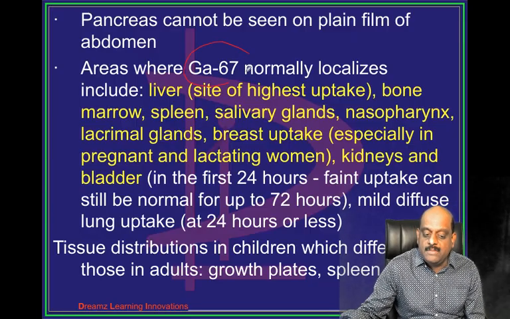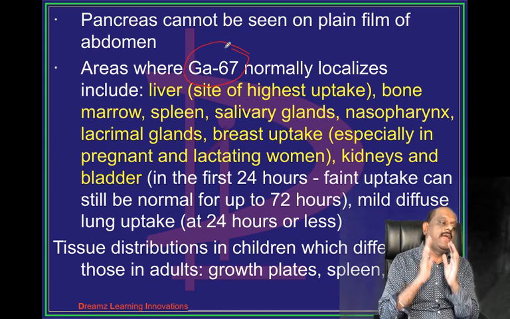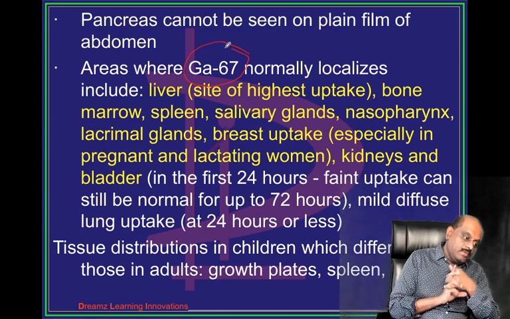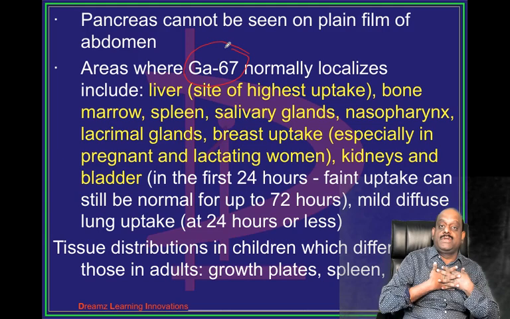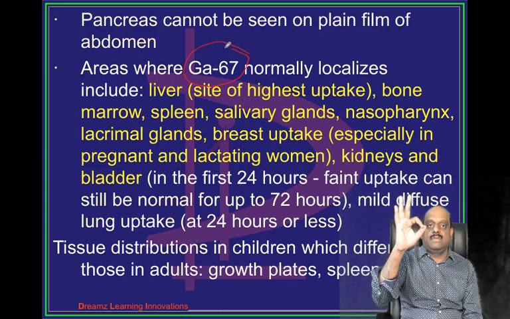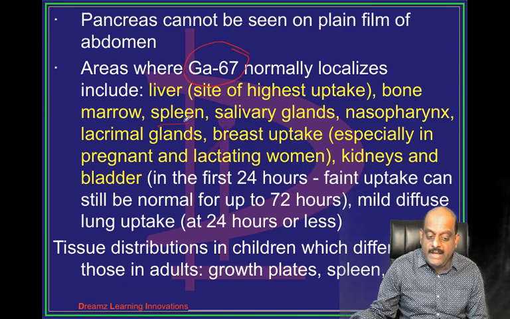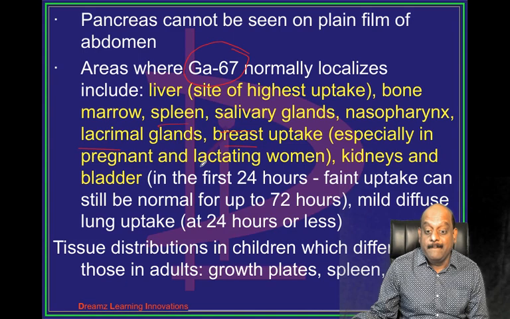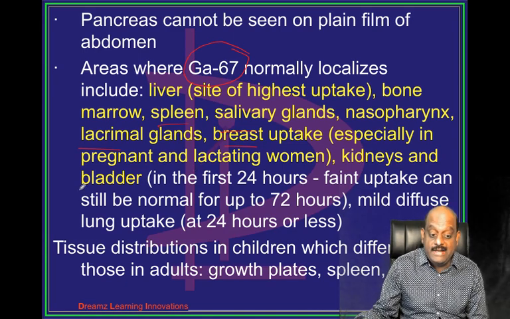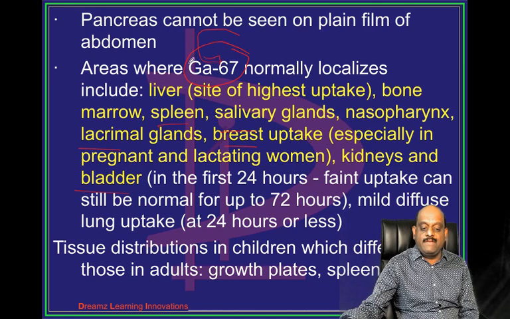So gallium 67, where can it localize, doctor? What are all the tissues? Liver, highest uptake of gallium 67. Bone marrow, spleen, salivary gland, nasopharynx, lacrimal gland, breast, kidneys and bladder. They are the locations where gallium 67 can get concentrated.